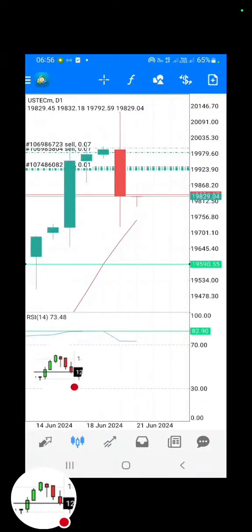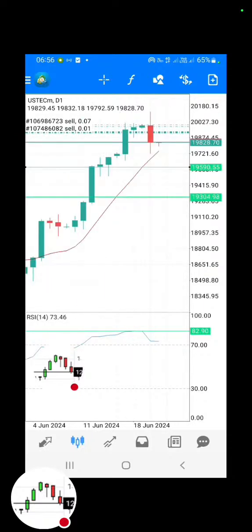Let me show you the strategy. Let's start with the strategy. On the screen you can see that I place some of my trade and they are in profit. The strategy involves a candlestick pattern.